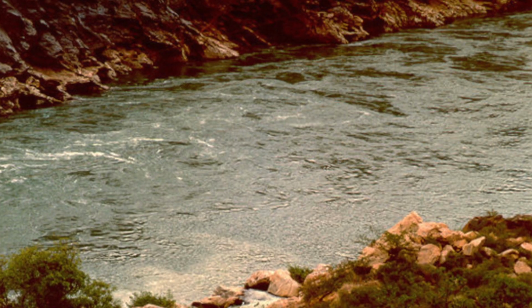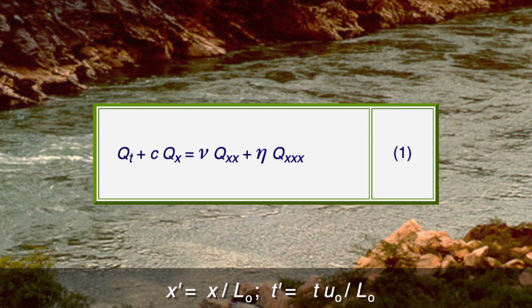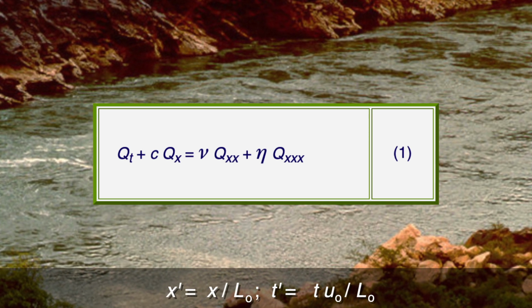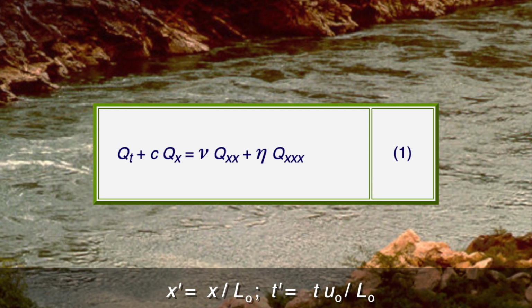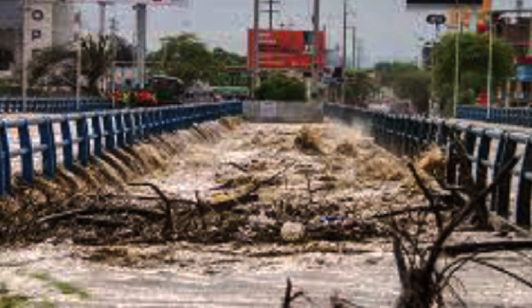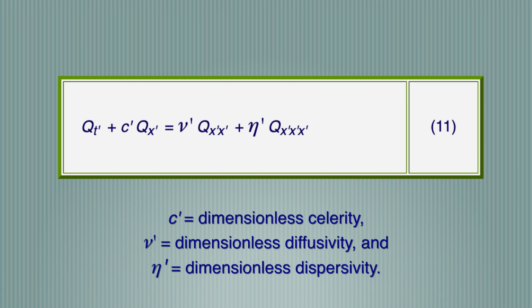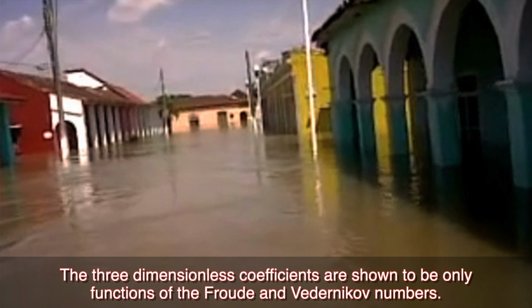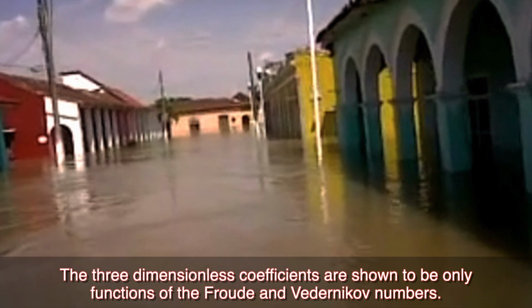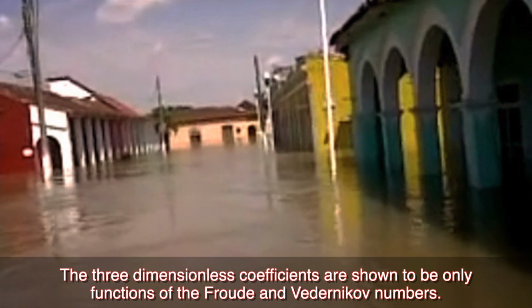To non-dimensionalize equation 1, we choose appropriate dimensionless variables such as x prime equals x over L sub O and t prime equals t times U sub O over L sub O. Then equation 1 converts to, in which C prime equals dimensionless celerity, nu prime equals dimensionless diffusivity, and eta prime equals dimensionless dispersivity. Therefore, the three coefficients of the dimensionless convection-diffusion-dispersion equation are shown to be only functions of the Froude and Vedernikov numbers.